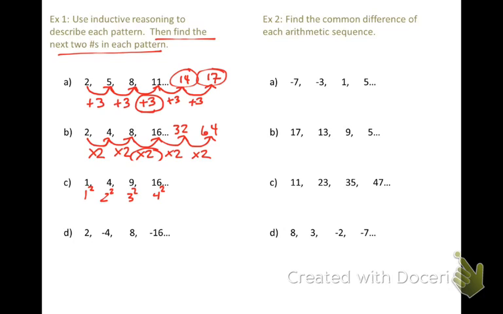You would write square, consecutive integers. Now, consecutive integers means you go in order. Like if it's 1, 2, 3, 4 integers, that's a consecutive order. I'm doing it all next to each other. So the next numbers would be 5 squared and 6 squared. So my answers would be 25 and 36.